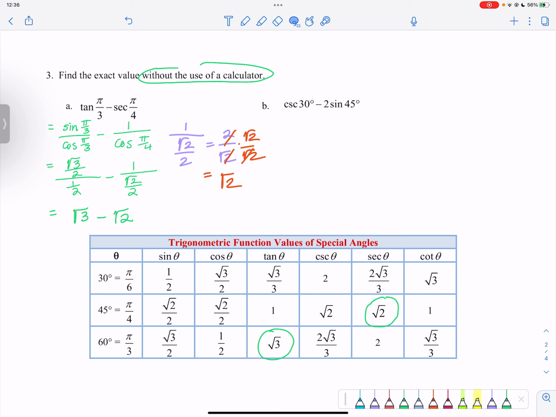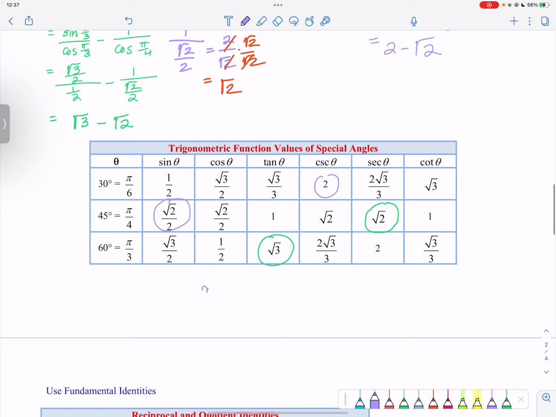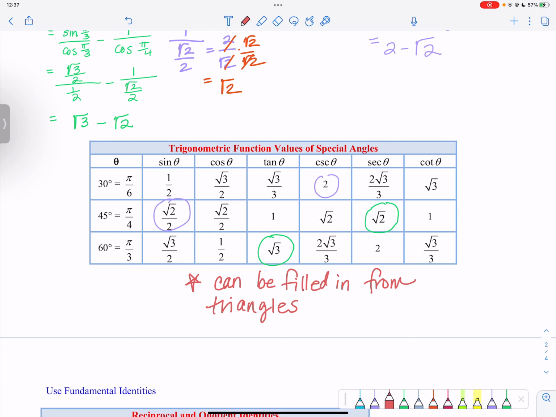Okay? Now, let's try this next one, and we will use the table this time. So we have the cosecant of 30 degrees, which is 2. Minus, and then don't forget we have this 2 times the sine of 45 degrees, which is the square root of 2 over 2. So we have 2 minus the square root of 2. And you can fill in all of this from the triangles. So let me make a note. So all of this can be filled in from the triangles. Okay, so let's keep going.